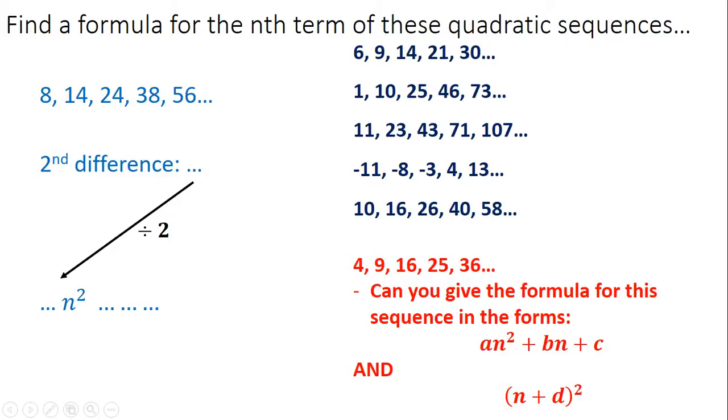Okay, so here are some questions on finding the formula for the nth term of some quadratic sequences. Have a go, and I'll talk through the answers in a few minutes.